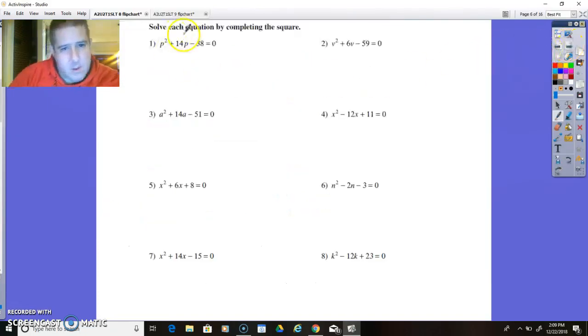All right, so getting to, I have so many questions here to solve. I'm not going to do all of them, and I am already at 5.5 minutes in. Solve each equation by completing the square. I do want to show a couple examples. This is a good method.